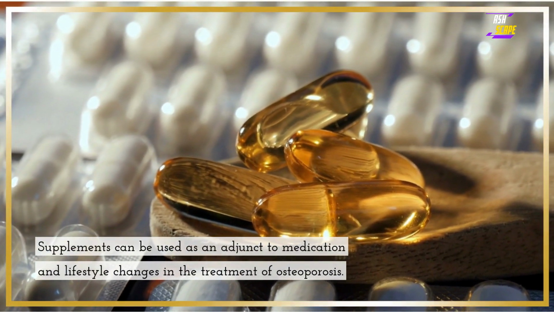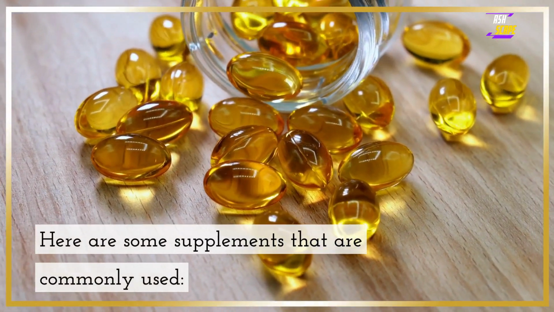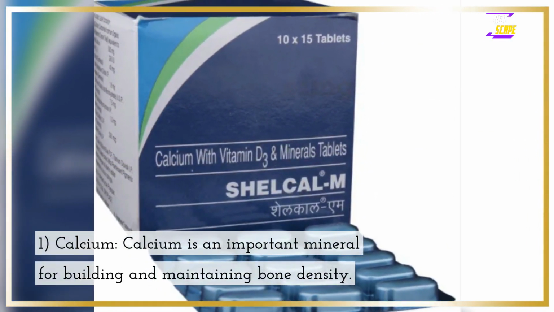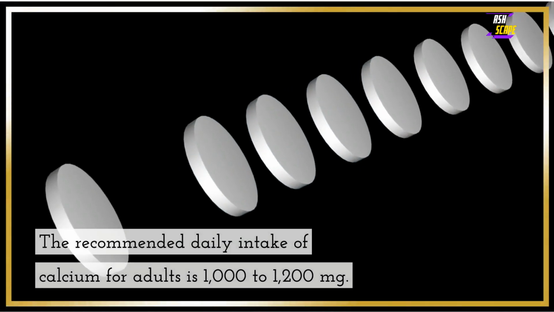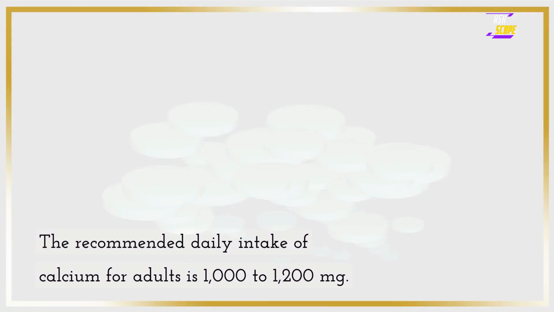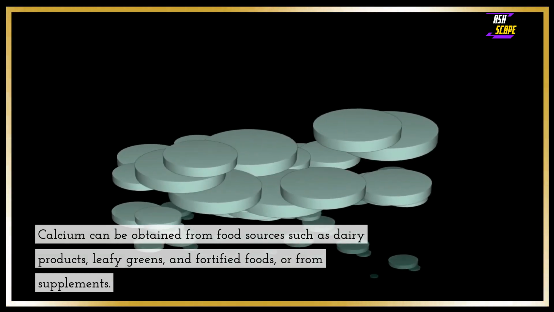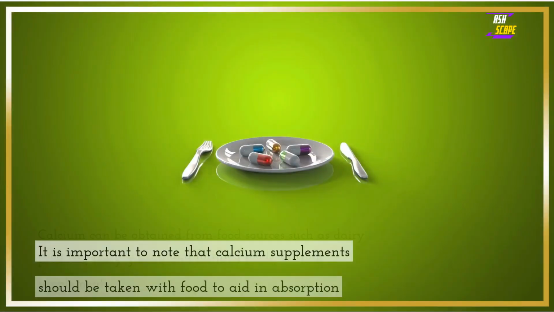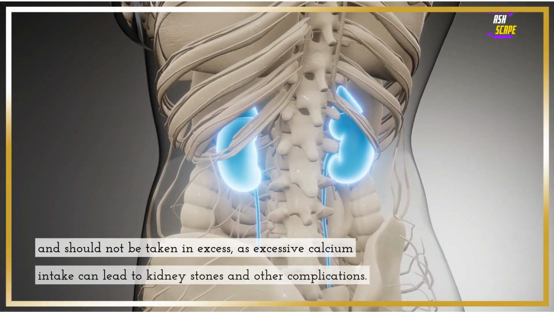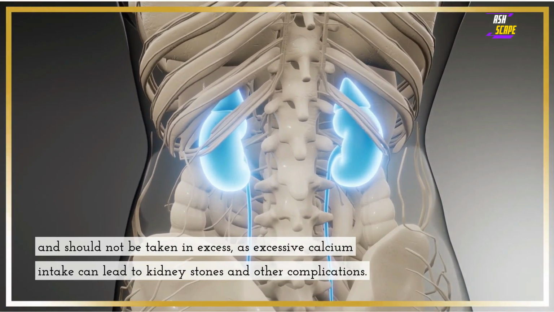Supplements can be used as an adjunct to medication and lifestyle changes in the treatment of osteoporosis. Here are some supplements that are commonly used. 1. Calcium. Calcium is an important mineral for building and maintaining bone density. The recommended daily intake of calcium for adults is 1,000 to 1,200 milligrams. Calcium can be obtained from food sources such as dairy products, leafy greens, and fortified foods, or from supplements. It is important to note that calcium supplements should be taken with food to aid in absorption, and should not be taken in excess, as excessive calcium intake can lead to kidney stones and other complications.